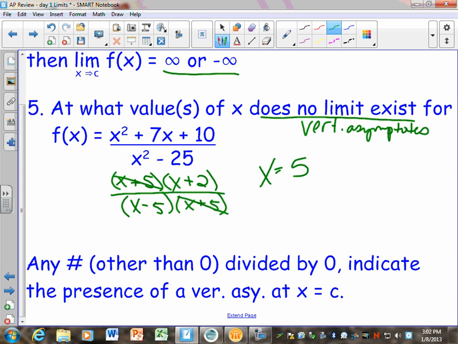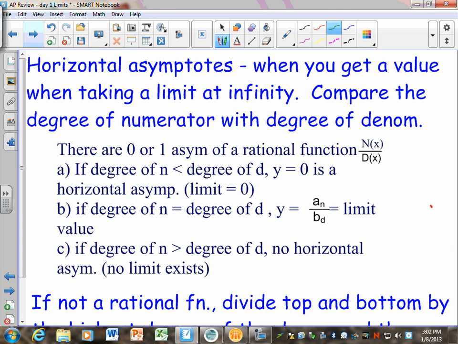Horizontal asymptotes. Let's talk about those really quickly. Horizontal asymptotes are when you take a limit that is going to either plus or minus infinity. So if you see a limit going to plus or minus infinity, that's the same thing as asking you to find a horizontal asymptote. There's a few ways we can do this. If this is a rational function, remember that we can always do the little rules. If the degree of the numerator is less than the degree of the denominator, then it will always be y equals 0.